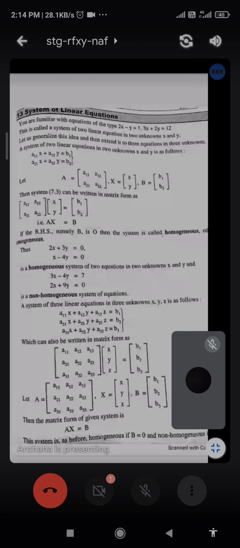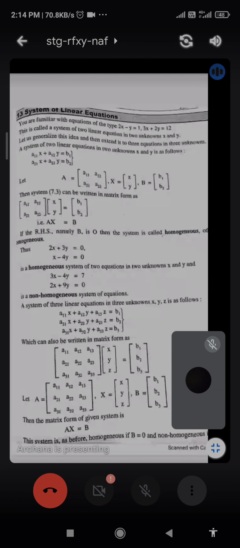Here, in general, a system of linear equations is, suppose the first equation is a11x plus a12y is equal to b1. Second equation is a21x plus a22y is equal to b2. So this one is a system of two linear equations, and how do we write it in matrix format?